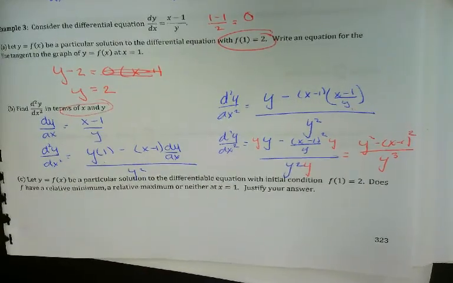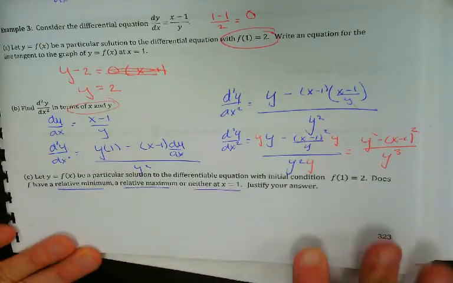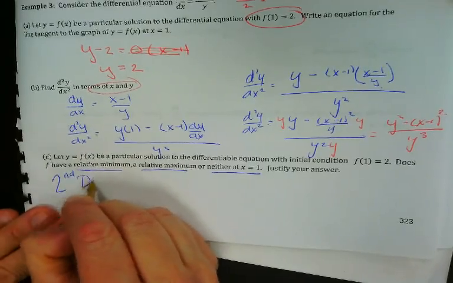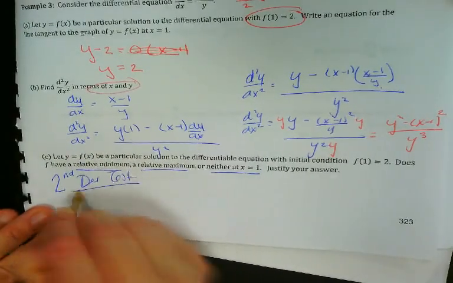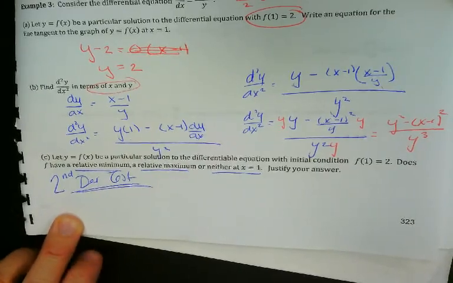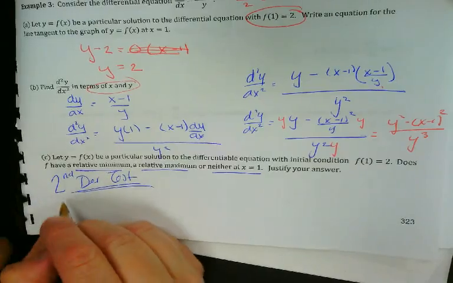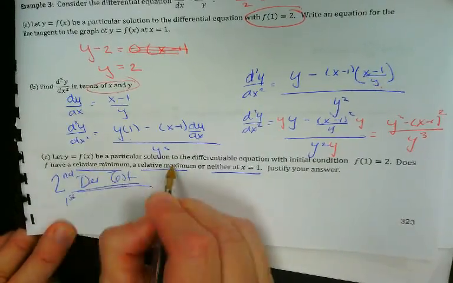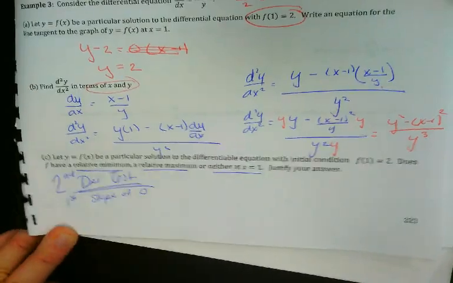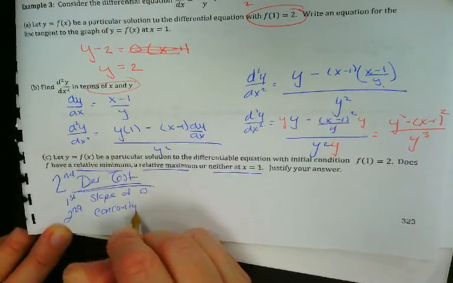All right, part C says, does your equation have a relative min, max, or neither at x equals 1? So again, we have to recognize that that is that second derivative test. Now, maybe you're thinking, how the heck am I going to recognize it? Well, if they ask you to take the second derivative, they're leading you towards the second derivative test, okay? So again, I need 2 things. To have a max or a min, I first have to see if I have a slope of 0. That's my first check. If I do, then I can look at the concavity.